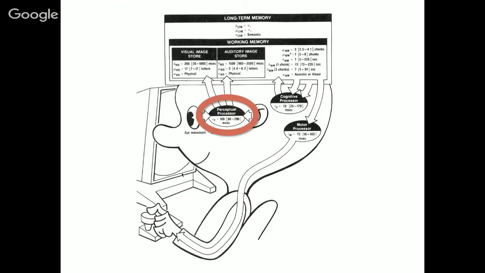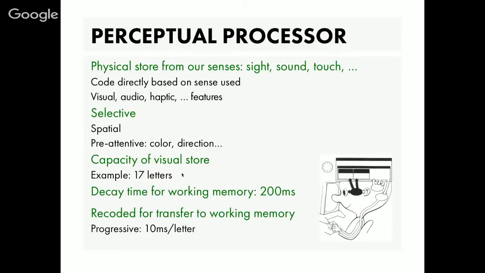It takes some time for you to actually perceive something. Is it like a letter or a color or things like that? And there's also a sort of capacity to these, and there's a decay for memory and such. So let's look at them. So for the perceptual processor, at least what we're talking about, where most of the time you're looking at a screen, this is the easiest example.